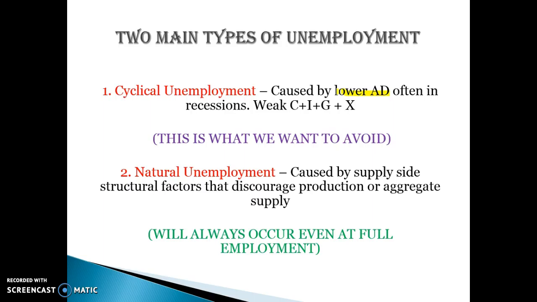And then we have what we call natural unemployment, which is caused by supply side or structural factors, which discourage production or aggregate supply. And we'll talk about what some of these supply side factors are. This one we want to avoid. This is what we're trying to avoid when we have a goal of full employment. Natural unemployment will always exist even at full employment.